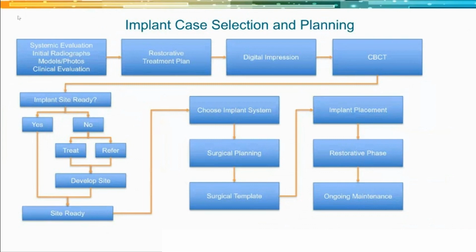We'll go through the specifics of surgical planning. There'll be a surgical template. We'll actually place the implant. There'll be a restorative phase and then ongoing maintenance. So I'm going to go into some detail on some of these today, but I wanted to give you this high-level overview of the general process that I go through when I'm looking at case selection and planning in my practice.